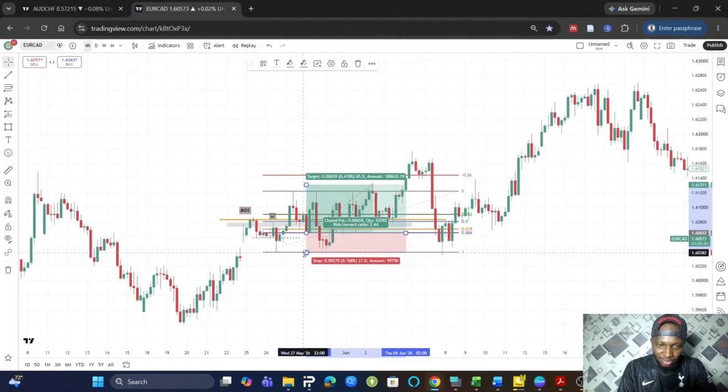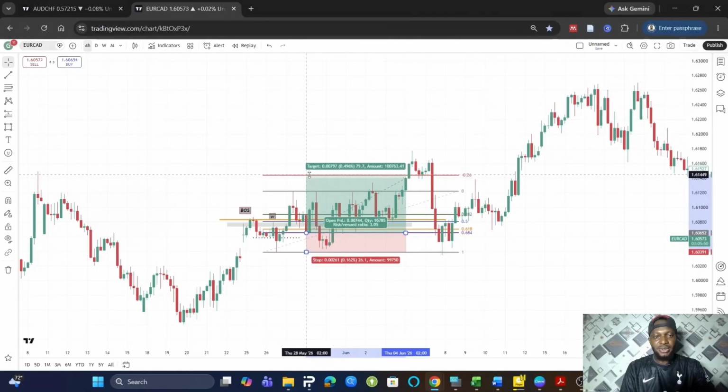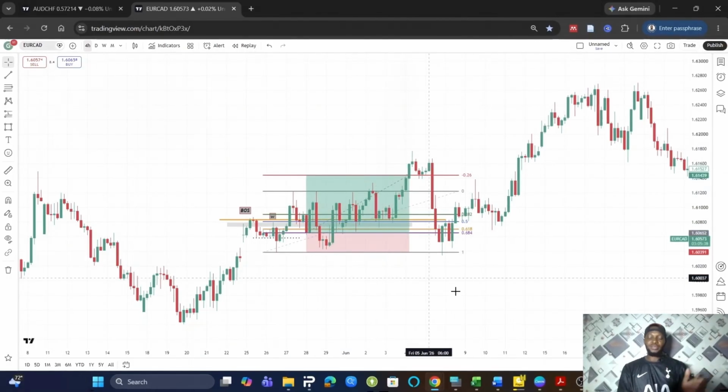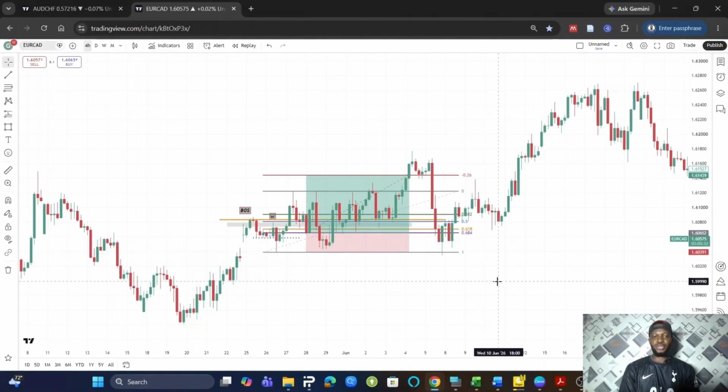My stop loss will be right there. And then for this trade, I allowed it to roll to my final minus 0.26 fib level for about a 1 to 3 RR. Simple, just like the last example I showed you guys.